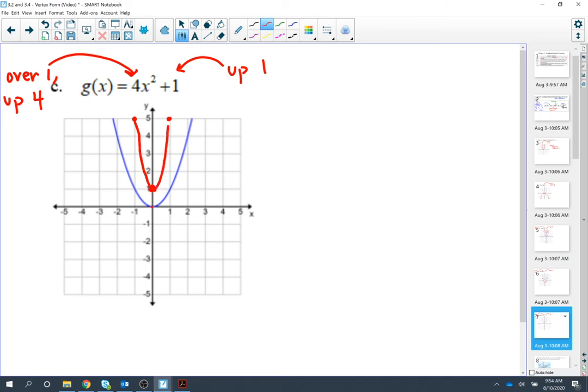Oops. And then do you notice that not only is it moved up 1, but it should be a whole lot skinnier than the original blue parabola, the parent function.